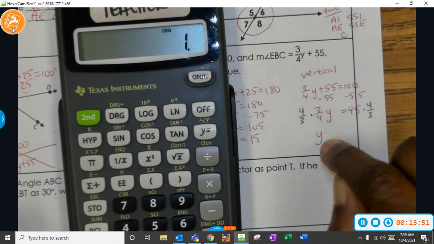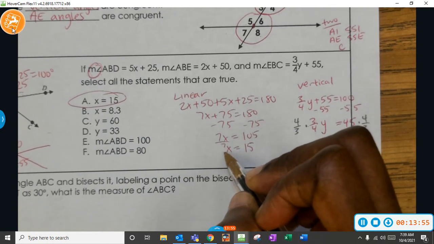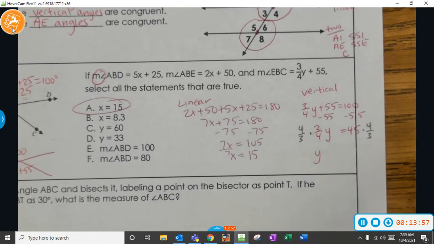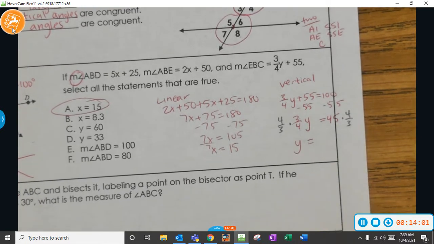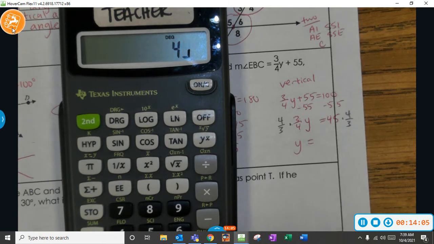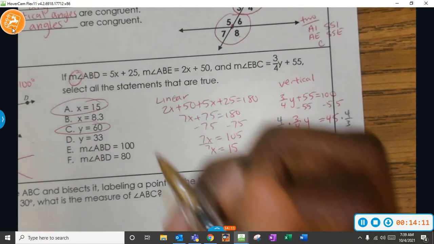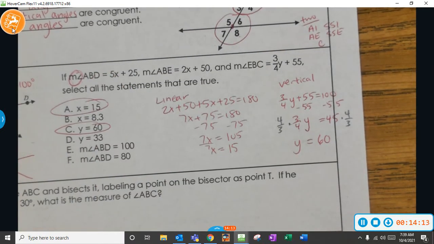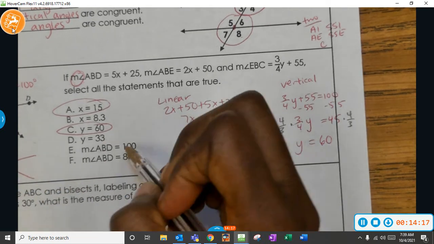And we don't really write 1, we just write y. All of these, it's actually 1x, but we don't actually write the 1 ever. But just know they're all 1x or 1y. Equals, and then 45 times 4/3 is 60. So y is 60, so it would be C. And then ABD, we already found it was 100, so it's E.